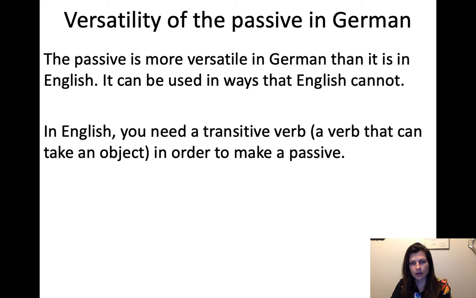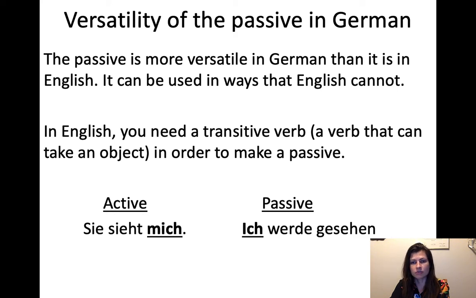When you say I go, you can't add a direct object. I go a park. You can't go a park. You have to go to a park, right? Go is intransitive. You can't add a direct object. But read is transitive. I read a book. You can add a direct object. It's fine, right? In English, we can only make passives out of verbs that can take direct objects. But in German, it doesn't matter. You can make passives out of intransitive verbs.